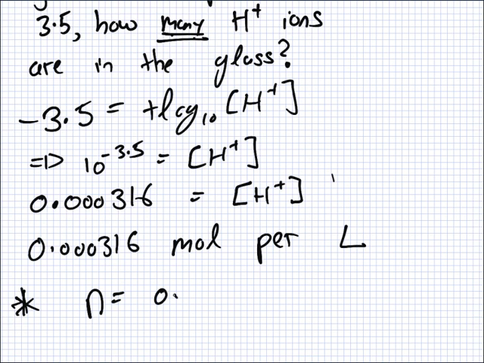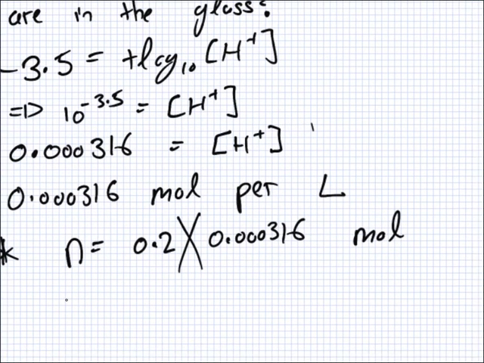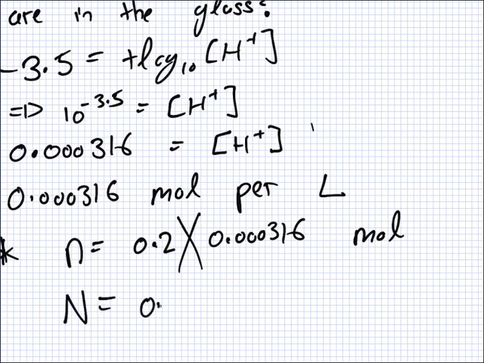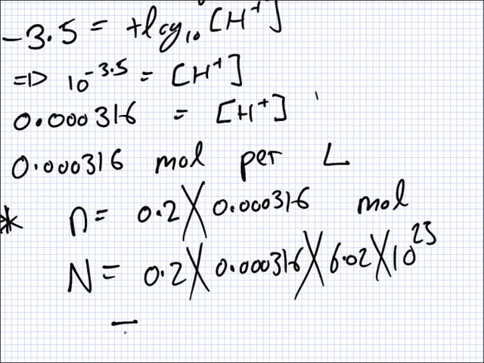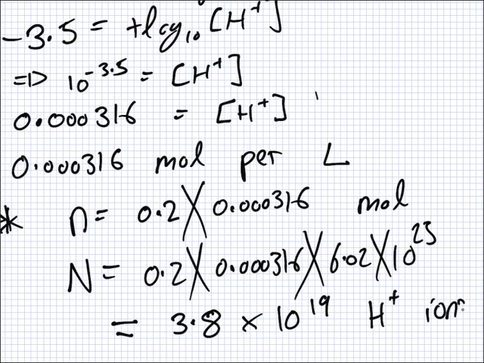So therefore, N equals 0.2 times 0.000316 moles. But do I want the moles? No, I want the number. So what is Avogadro here? 6.02 times 10 to the 23, isn't it? Yeah, that's what I wanted, Ming. So that gives 3.8 times 10 to the power of something H plus ions. That's how many H plus ions are in our glass of orange juice.